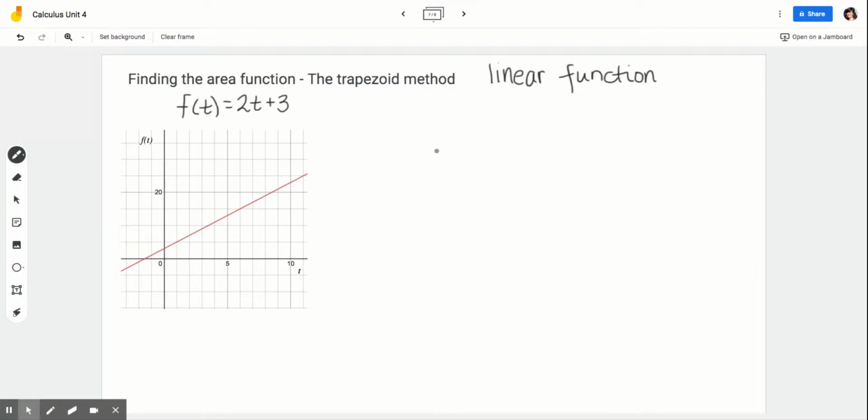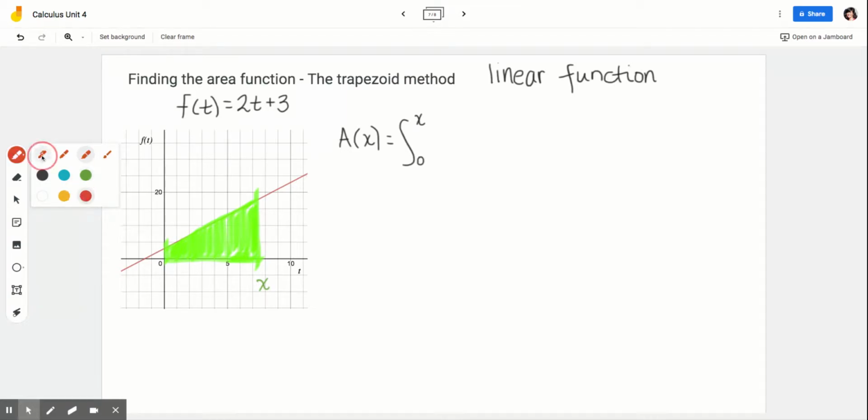But it is going to help us to notice some patterns and make some discoveries that will help us for all functions. So let's just start with the basic area function, and that's when you start at 0 and you just go to any point. So what we're saying is if we were to pick an arbitrary point x, I want to find the area that starts at 0, ends at x, is bounded on the bottom by the x-axis, and is bounded on the top by the function f of t equals 2t plus 3.